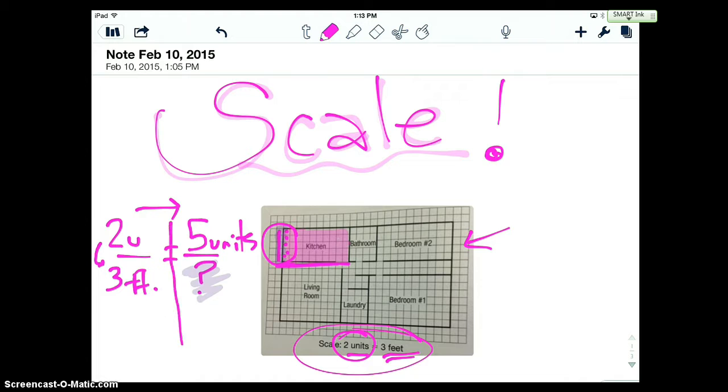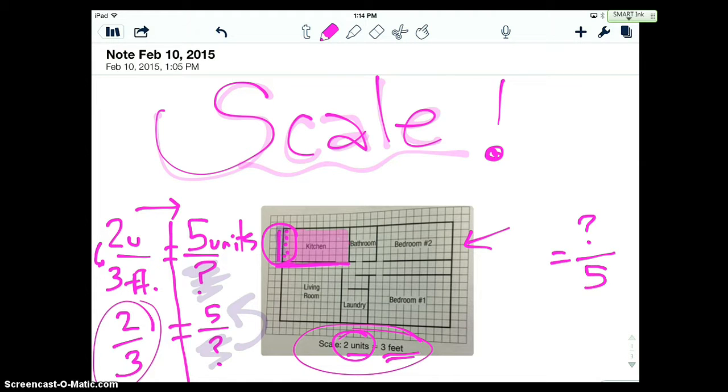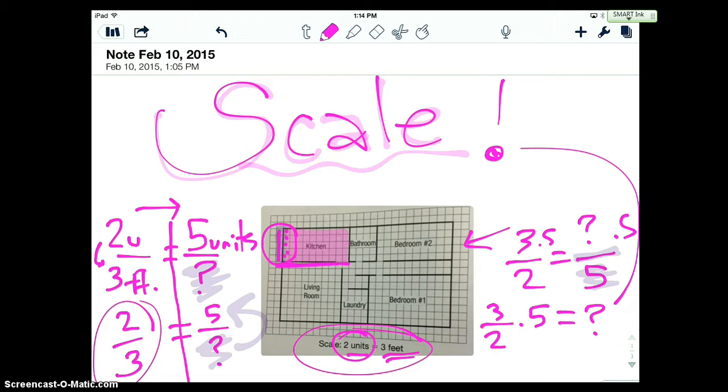So how do we do it using algebra? I'm going to have to go, okay, that's 2 over 3. That's 5 over question mark. I need my question mark to be on the numerator. So I'm going to flip that to become question mark over 5, which means I need to flip this one, 3 over 2. And now I'm going to get rid of division by 5 by doing what? Multiplying both sides by 5. So I have 3/2 times 5, which will give me my unknown width of this kitchen.